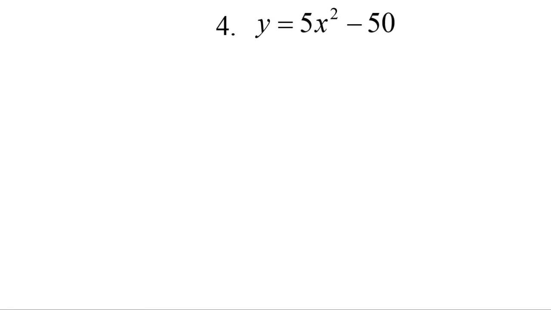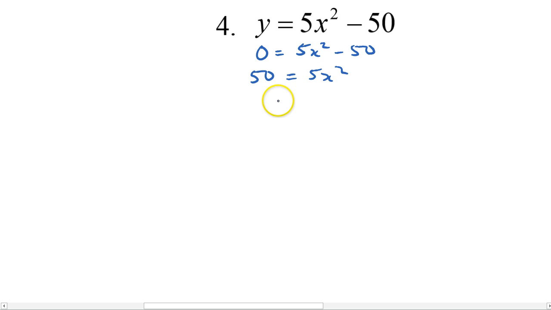Okay, looking at number 4 now, we're going to say 0 is equal to 5x squared minus 50. So 50 is equal to 5x squared. Divide both sides by 5. 10 is equal to x squared. So now x is going to be equal to plus or minus the square root of 10, which is approximately plus or minus, I think, about 3.1 off the top of my head. Okay, so that's the first part.